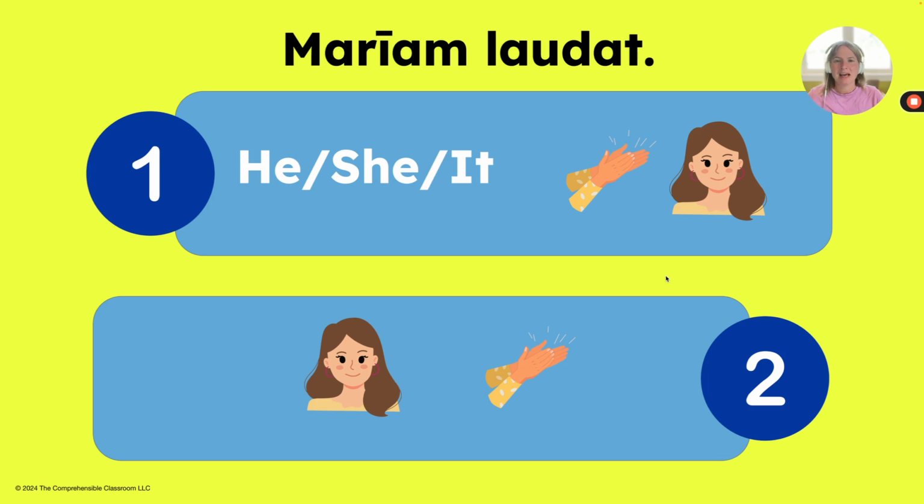Mariam laudat. This one is tricky because look, Mariam ends with an M on the end, which means it is not the subject of the sentence. If you see an M on the end of a noun in Latin, it's not the subject of the sentence. So it's not the first word in the sentence. So it's not that Maria praises, so it can't be number 2. It's that this implied subject over here, he, she, or it, praises Mary.